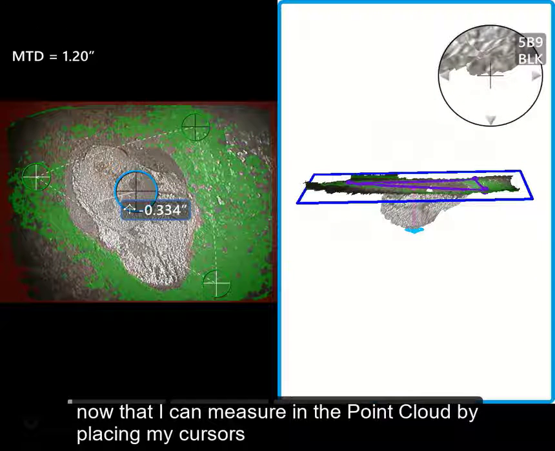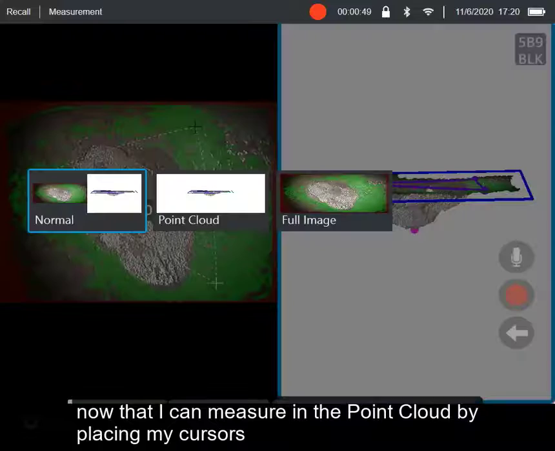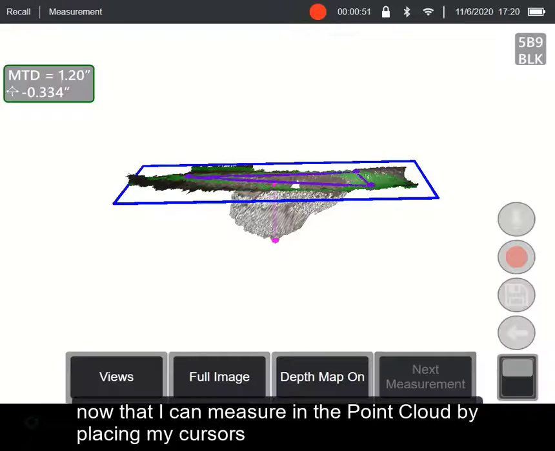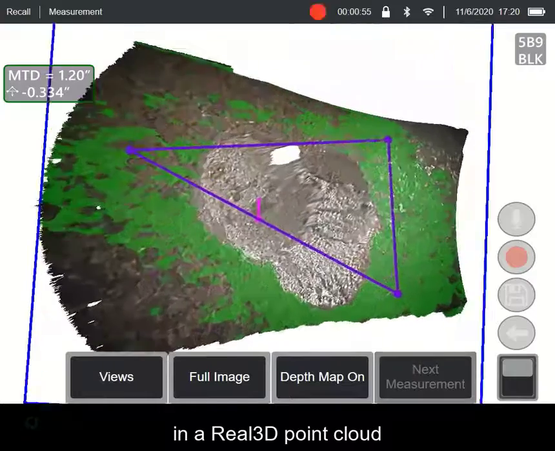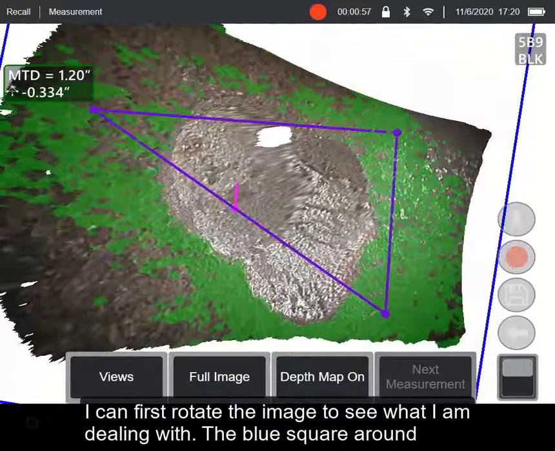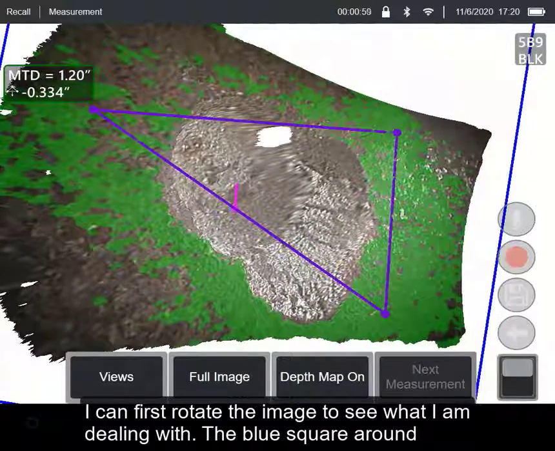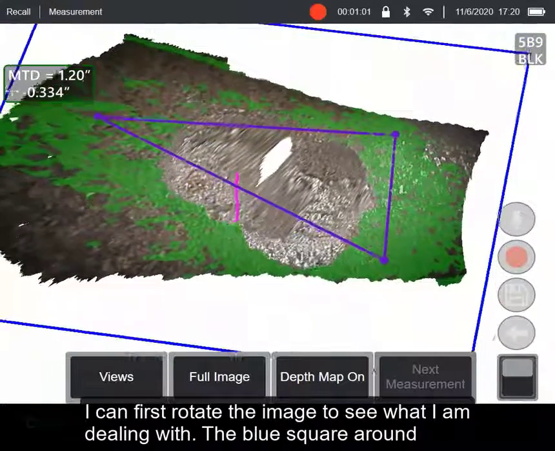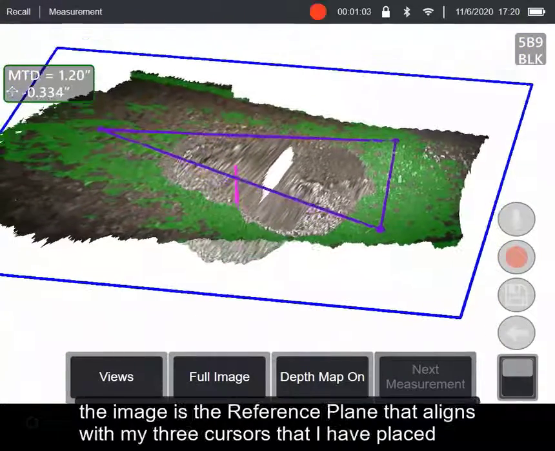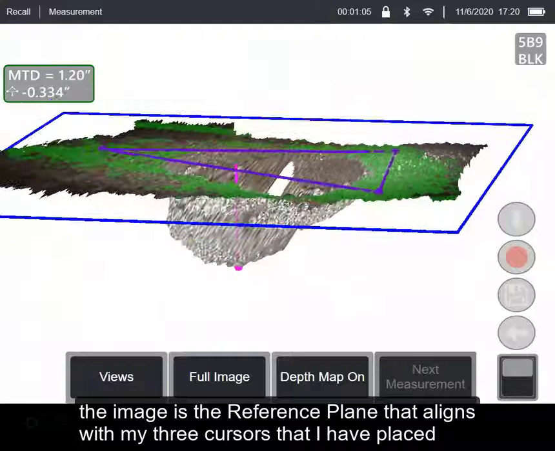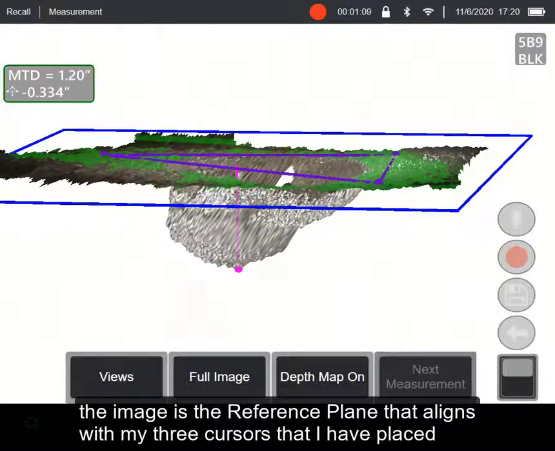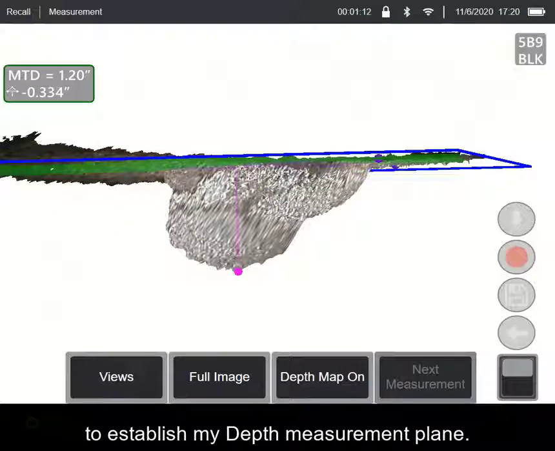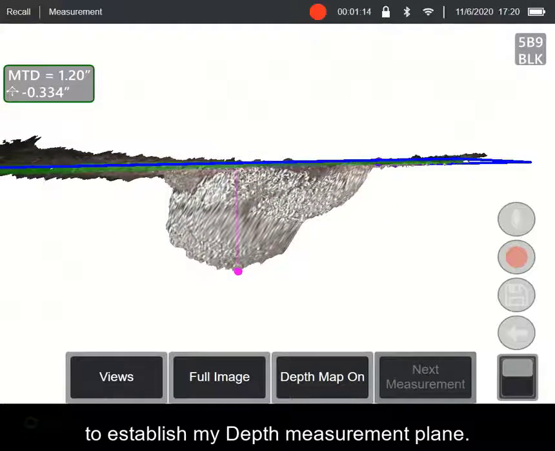Or now that I can measure in the point cloud by placing my cursors in a Real3D Point Cloud, I can first rotate the image to see what I'm dealing with. The blue square around the image is the reference plane that aligns up with my three cursors that I've placed to establish my depth measurement plane.